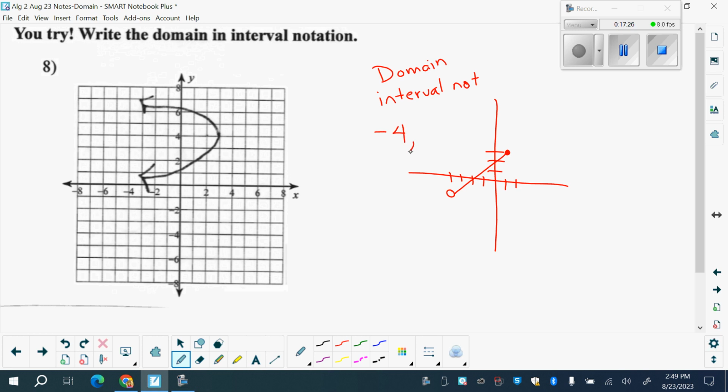Parentheses or bracket? Parentheses, because it does not include the -4. And then what would be the biggest number? The y value, or not the y value, but the x value? What's the x value of this point? 1. Bracket or parentheses?